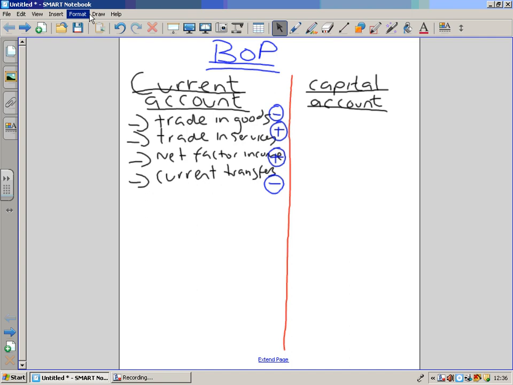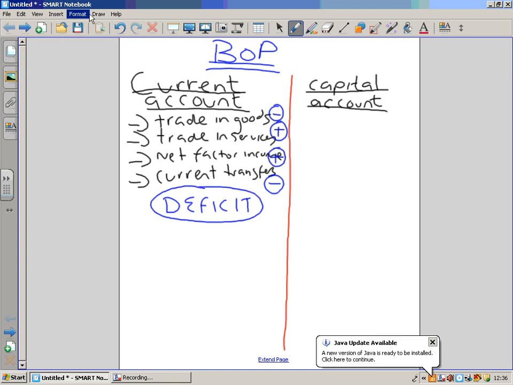Overall, then, we can see we've got 2 positives and 2 negatives. Overall, the UK has got a deficit. That's because the 2 positives, so the services and net factor income from abroad, are smaller than the 2 losses. The big problem for the UK is trading goods. Why have we got such a big deficit? Well, we'll look at that in a minute, but let's move on to the capital account first of all.